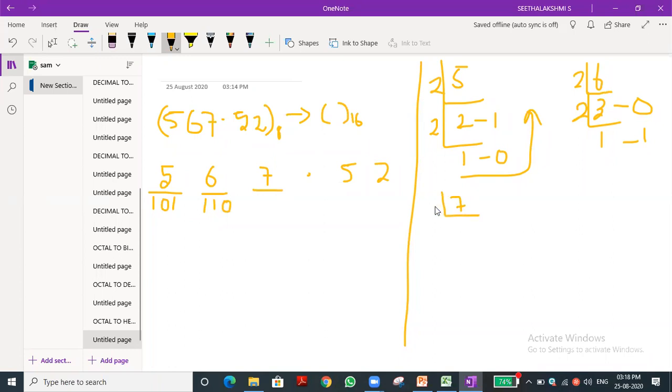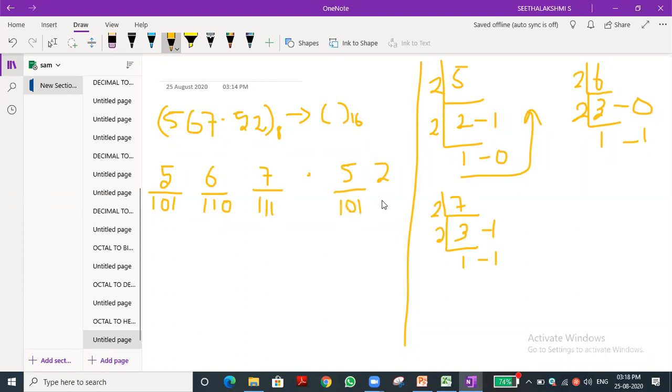Tell. 3 2s are 6. Remainder 1. Again divide by 2. One 2 is 2. Remainder 1. So what is the value? Triple 1, 1 1 1. So for 5, the same number, 101.